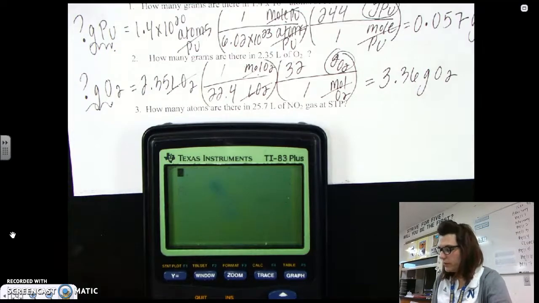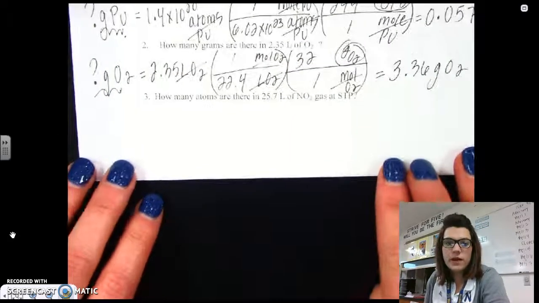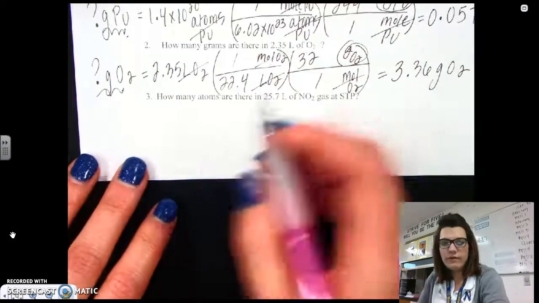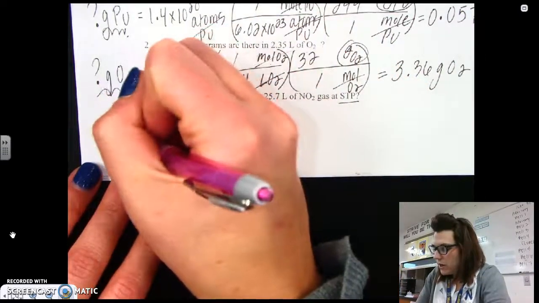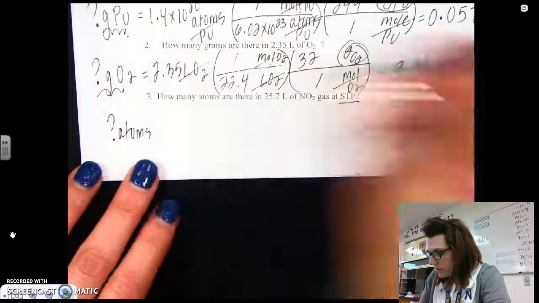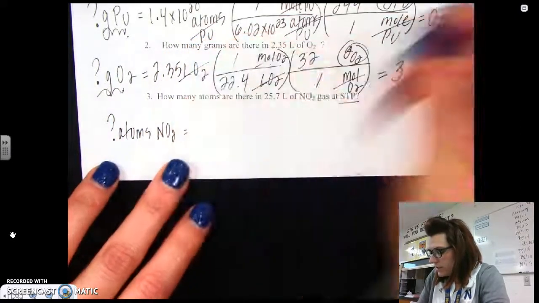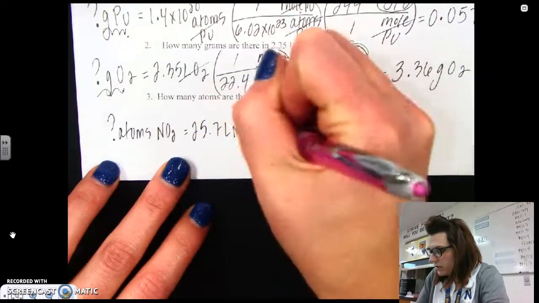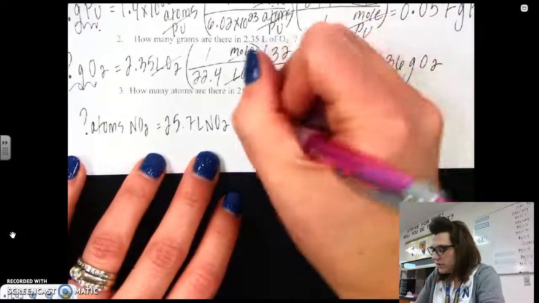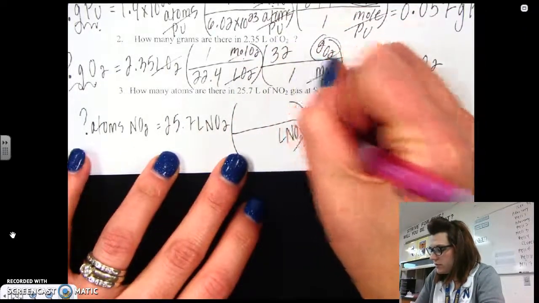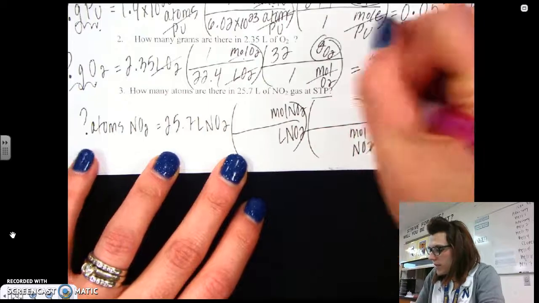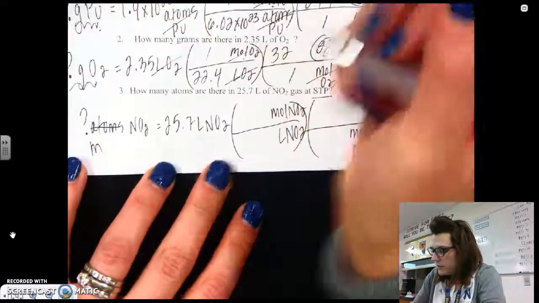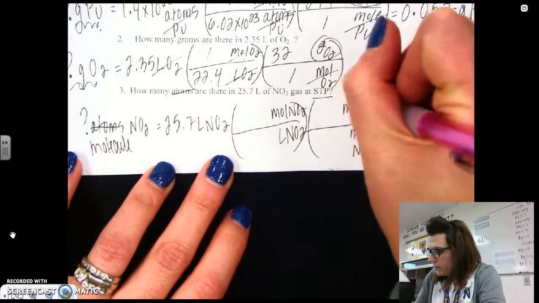I'm going to do one more problem here, number 3, and I'm going to let you do number 4 by yourself. It says, how many atoms are there in 25.7 liters of N2 gas at STP, standard temperature and pressure? So I'm going to say question mark atoms of NO2 gas is equal to 25.7 liters of NO2 gas. So the first conversion I have to do is get rid of liters, so liters of NO2 to moles of NO2, and then moles of NO2 to atoms. Well, it's actually going to be molecules because it's a molecule, not an atom. Sorry about that. To molecules of NO2.